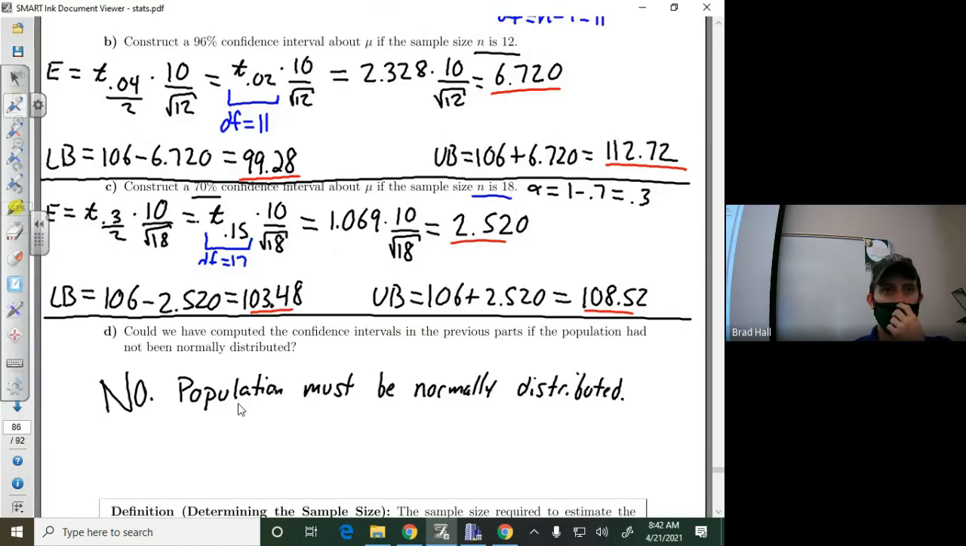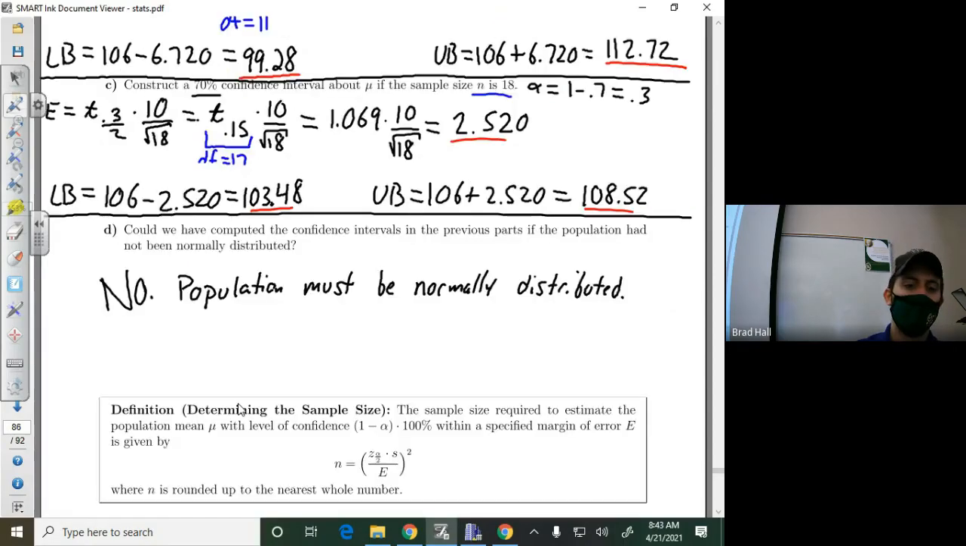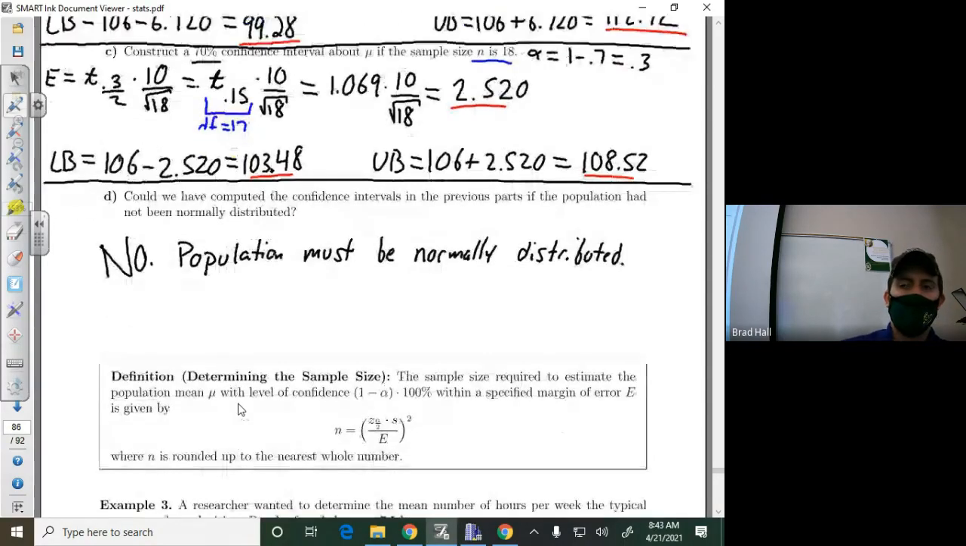In fact, t distributions were invented by a guy who worked at Guinness Brewing Company. That was kind of interesting. So a beer guy came up with the formula. But that was kind of cool. Okay. Does anyone have any questions about that?